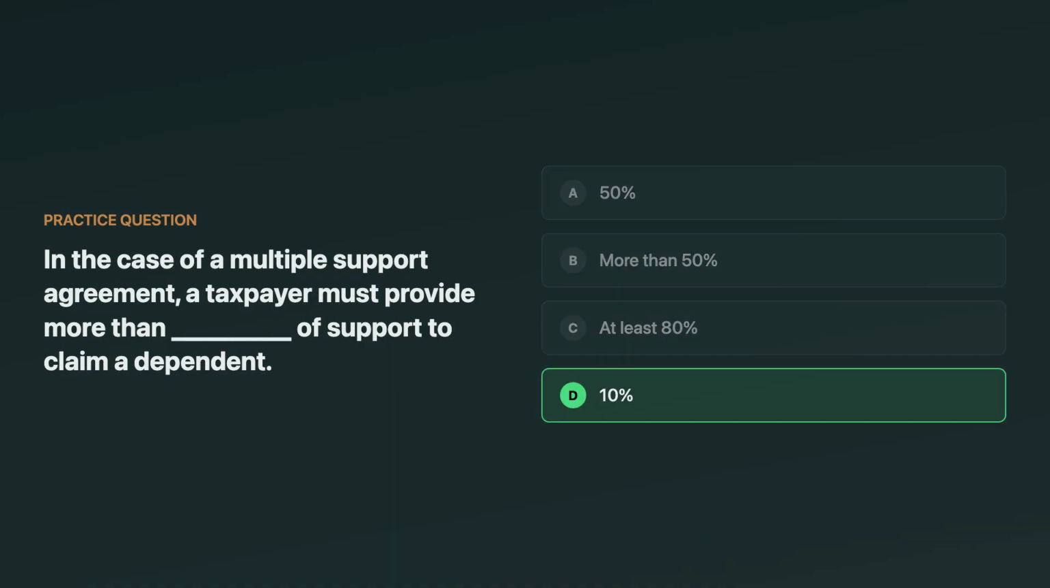The correct answer is 10%. Under the multiple support agreement rules, you can claim a qualifying relative if you provided more than 10% of the person's total support and the other supporters, who together provided more than half, agree not to claim them, typically documented on Form 2120. The tempting wrong answer is more than 50%, because that's the normal support idea, but multiple support is the exception.